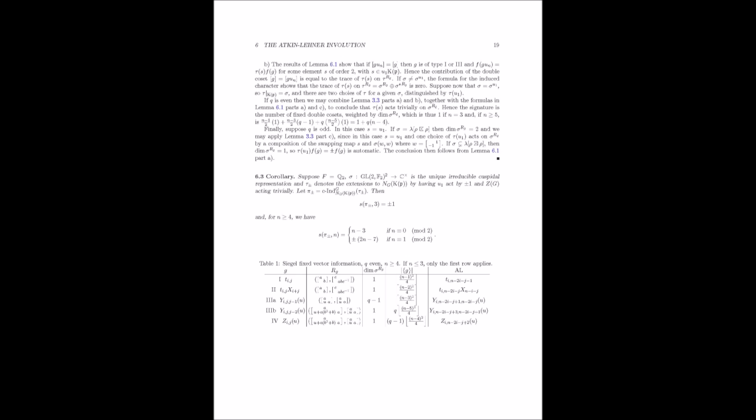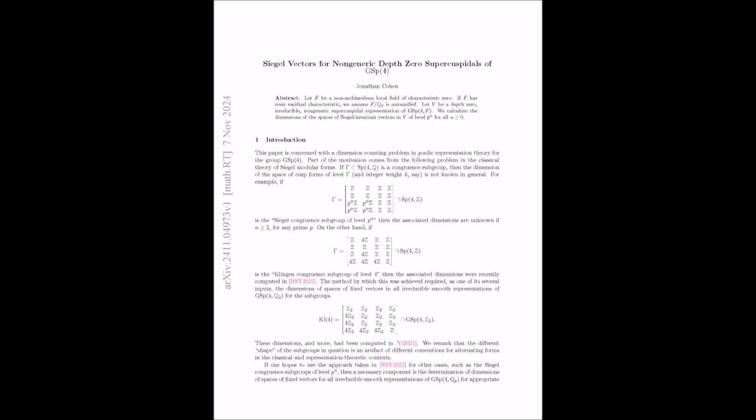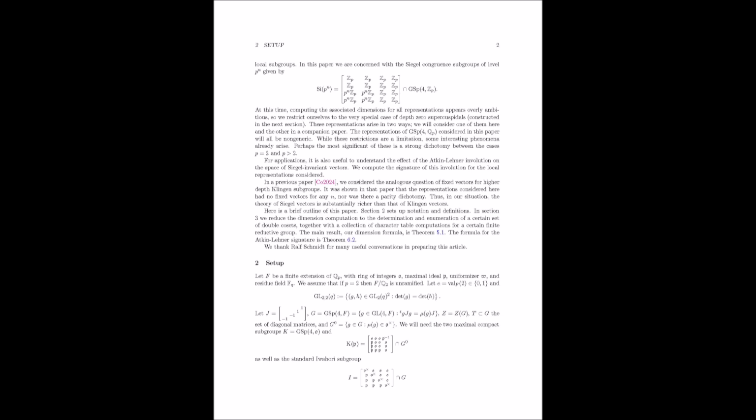Theorem 5.1, which presents those long-awaited dimension formulas. Big reveal. I'm on the edge of my seat. What do these formulas look like? They're a bit intricate, but essentially they give us a precise way to calculate the dimension of the space of Siegel vectors for those specific non-generic depth 0 supercuspidal representations we've been focused on.